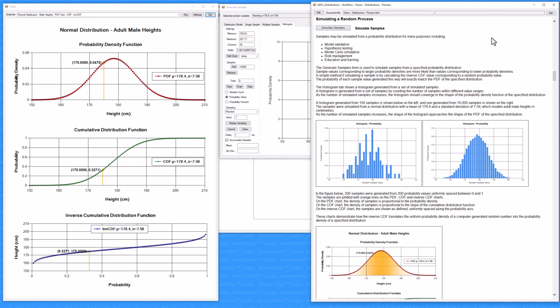The samples were simulated from a normal distribution with a mean of 178.4 and a standard deviation of 7.59, which models adult male heights in centimetres. As the number of simulated samples increases, the shape of the histogram approaches the shape of the PDF of the specified distribution.